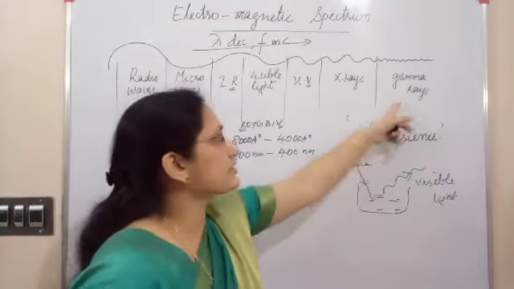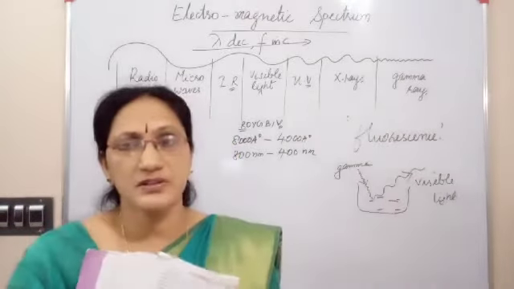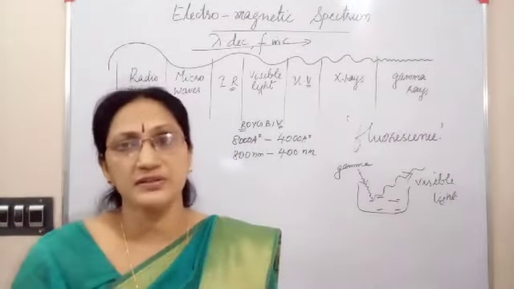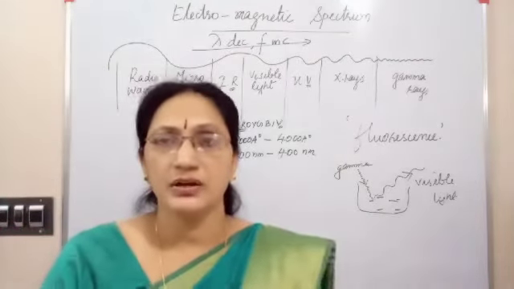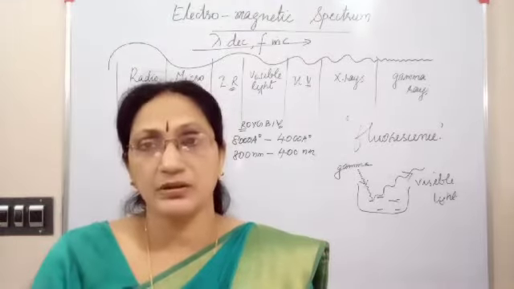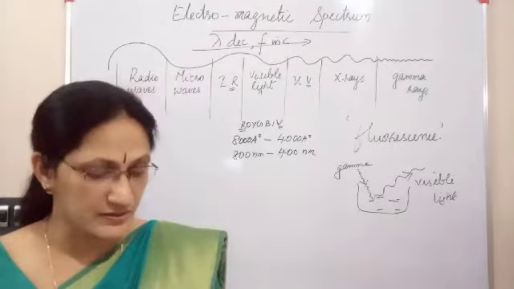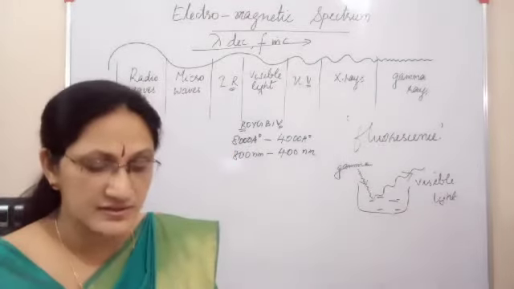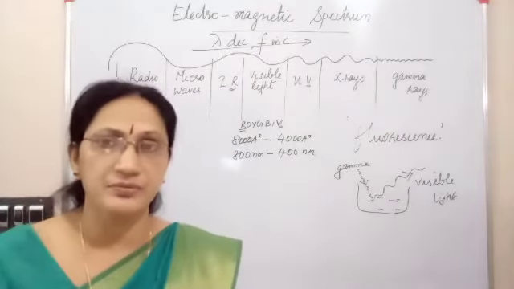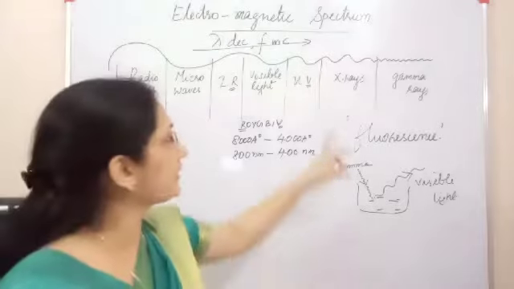So gamma radiations show this phenomenon, and they are detected by this phenomenon also. Fluorescence is a method to detect these gamma radiations. So this is about gamma radiation. Now comes X-rays. X-rays are chemically more active than ultraviolet.